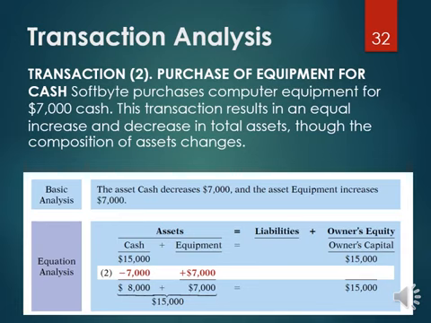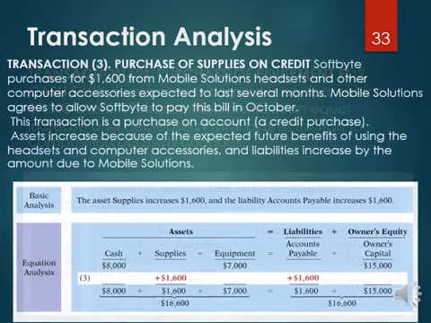Transaction 2. Purchase of equipment for cash. SoftBite purchases computer equipment for $7,000 cash. This transaction results in an equal increase and decrease in total assets, though the composition of assets changes.